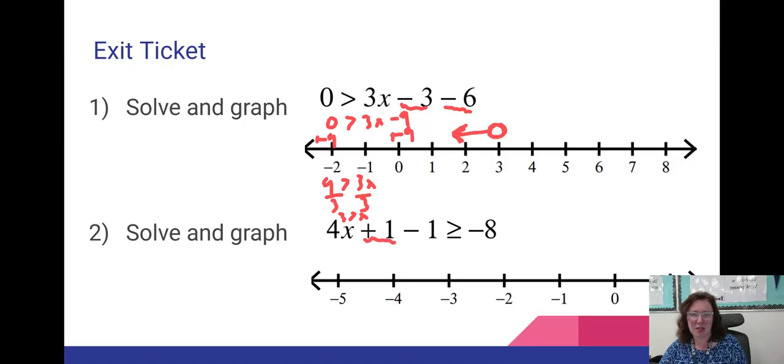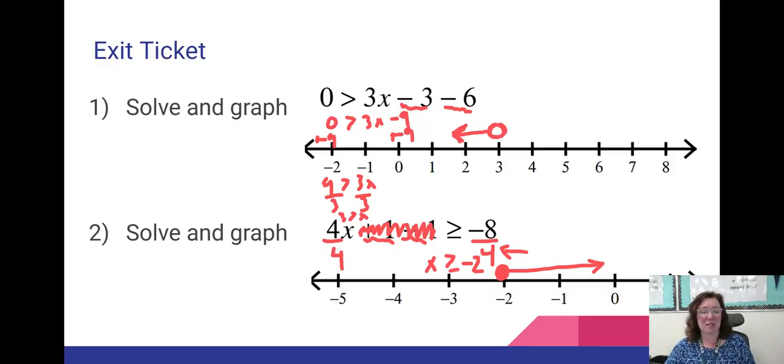Okay, over here, a +1, -1, those cancel out, that's nothing. And we just have 4x is greater than or equal to -8. I'm going to divide by 4 on both sides. Now, yes, there's a negative here, but I don't care about that. I care about, did I divide by a negative on both sides? No, this 4 was positive on both sides. So the sign stays the same. x is greater than or equal to -2. Closed circle. x is greater than or equal to -2, so I point at the things that are bigger than it.